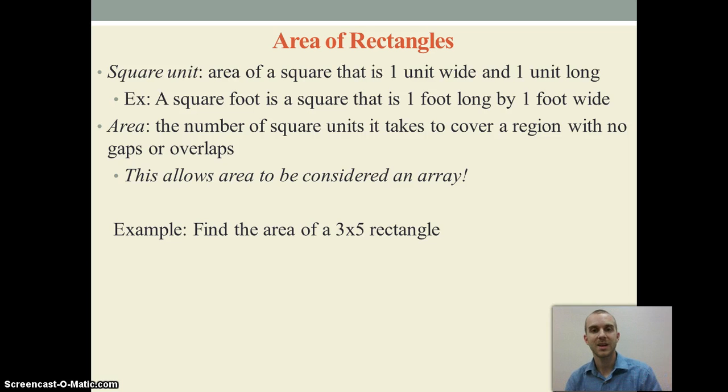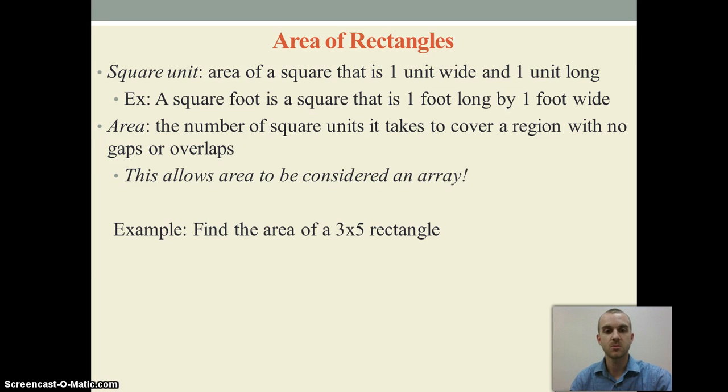Now we start talking about area of rectangles. Area is using what we call square units. And with the square unit, what that means is that the square is 1 unit wide by 1 unit long. So if we said a square foot, that would mean that the square is 1 foot long and 1 foot wide. Now when we find the area of an object, what we're doing is we're taking the total number of square units it takes to cover the entire region with no gaps or overlaps.